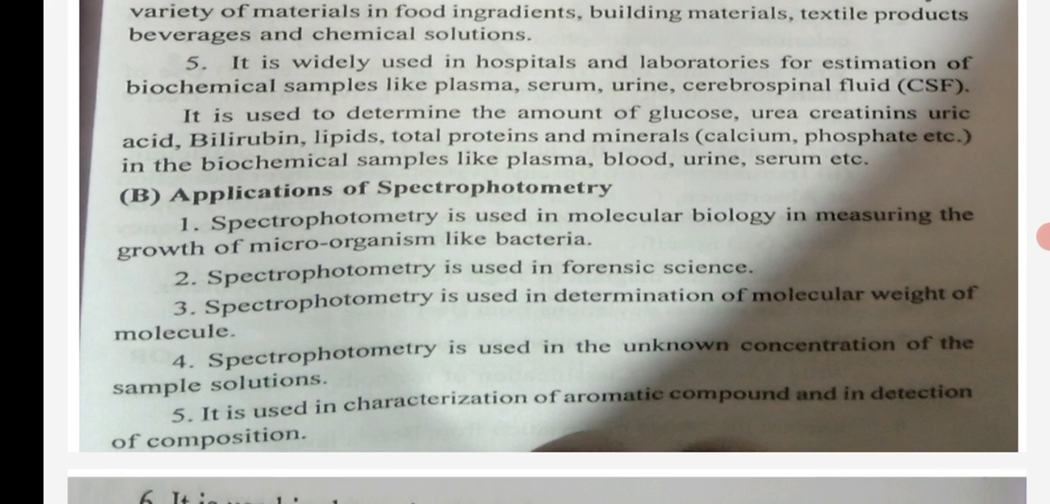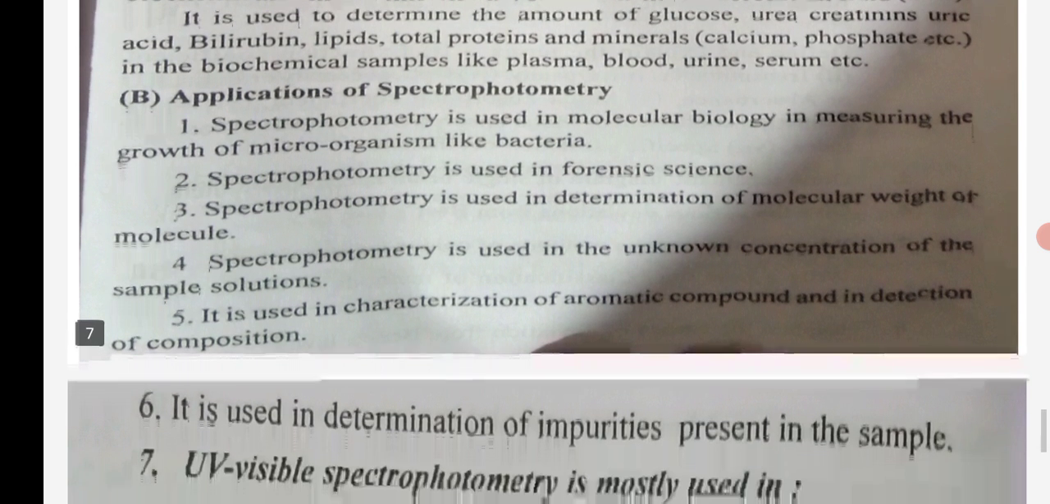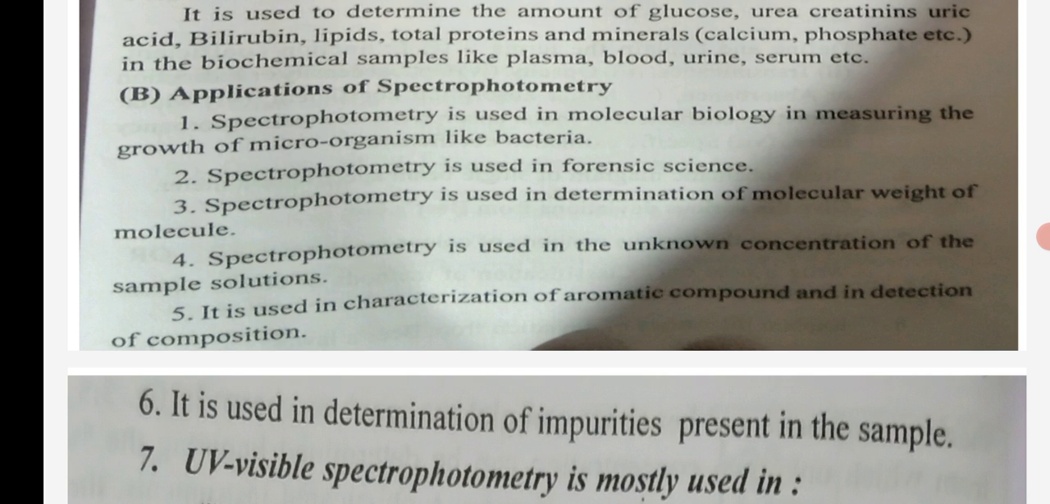And the next application of spectrophotometry is in molecular biology and measuring the growth of microorganisms like bacteria. And spectrophotometry is used in forensic science. And spectrophotometry is used in the determination of the molecular weight of molecules. Okay, and the fourth application: spectrophotometry is used for unknown concentration of the sample solution, and it is used in characterization of aromatic compounds and detection of composition. And the sixth application, it is used in determination of impurities present in the samples.